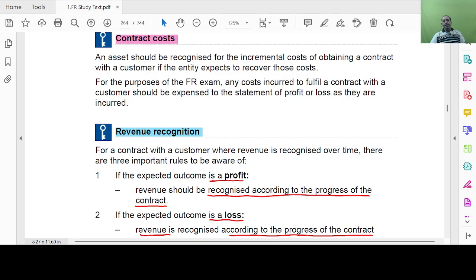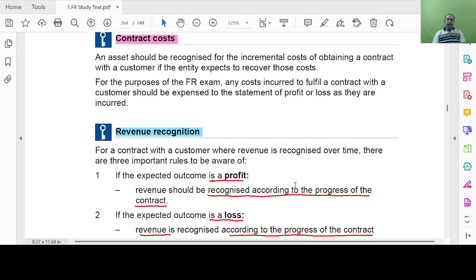Hello students, in the last session we saw some special types of transactions like repurchase agreements and bill and hold arrangements. Those are the different types of transactions that can be had in the topic of revenue recognition. Now we come to a separate part of revenue recognition, which deals with contract cost.